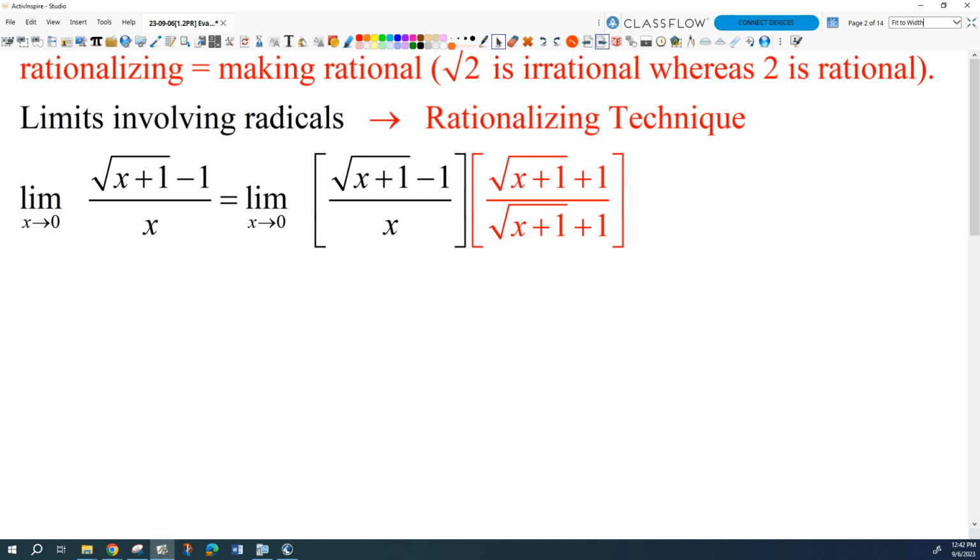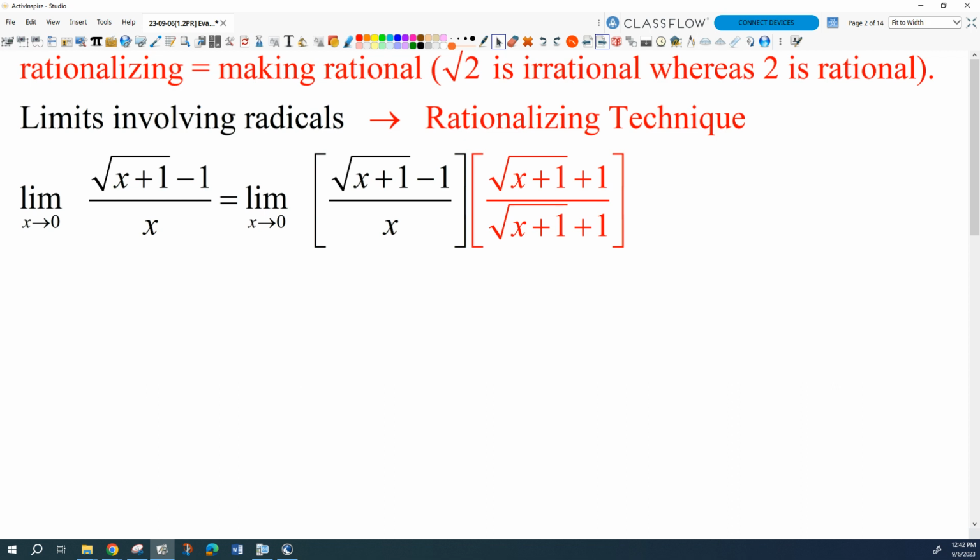Like in this case, when we try to evaluate this directly, we get 0 over 0. So we've got this expression in the top, which is a radical minus 1, square root of x plus 1 minus 1, that's going to 0. So we're going to multiply the top and the bottom by the conjugate of that expression.